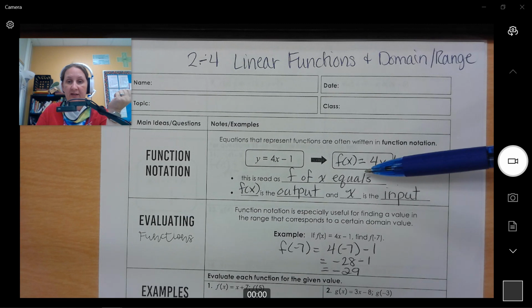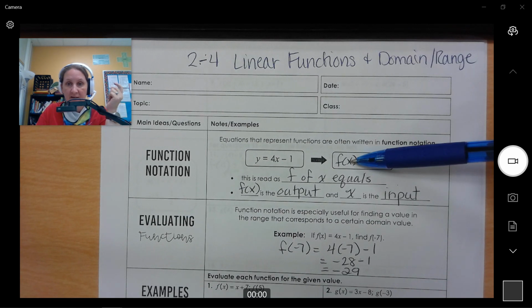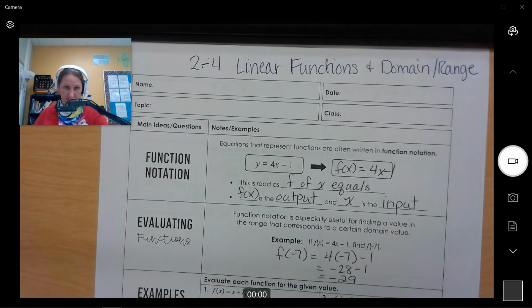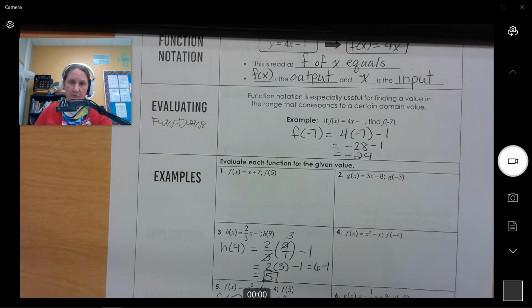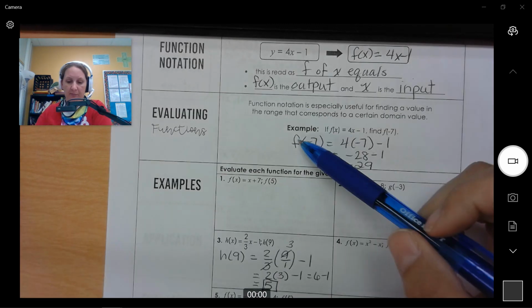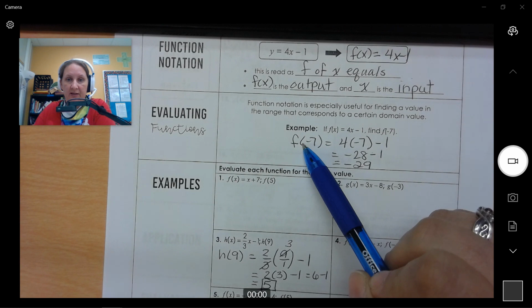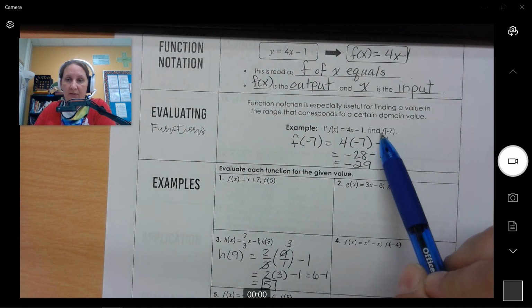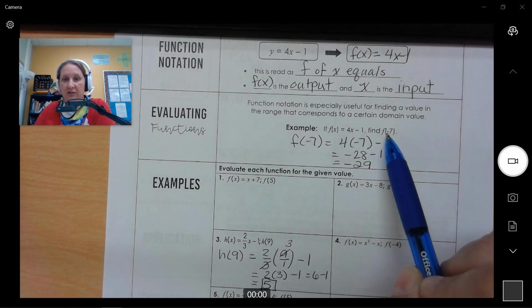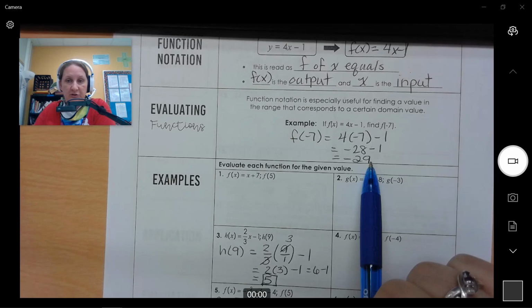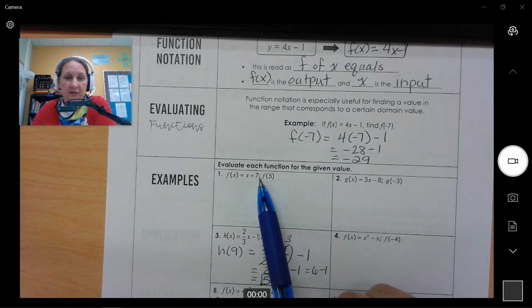So f of x just means that x is the input and f of x is your output. It's just another way of naming our y-axis. What it does is it allows us to see what we're plugging in for x. Or we can say, okay, now here's your function. Now plug -7 in where x is in that function and tell me what you get as an answer. So that's what we're going to do here.